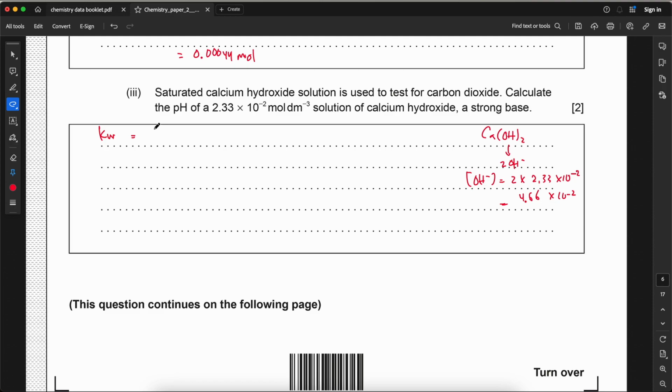To find the concentration of H+, this is the formula. Of course, 1 times 10 to the power negative 14 is a constant. So H+ is the unknown here, and then OH- is 4.66 times 10 to the power negative 2. Then you will get H+ is 2.15 times 10 to the power negative 13 mole per decimeter cube. So pH will be negative log of 2.15 times 10 to the power negative 13, which is 12.668.